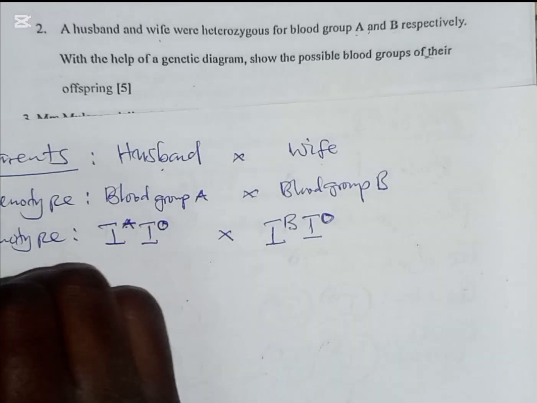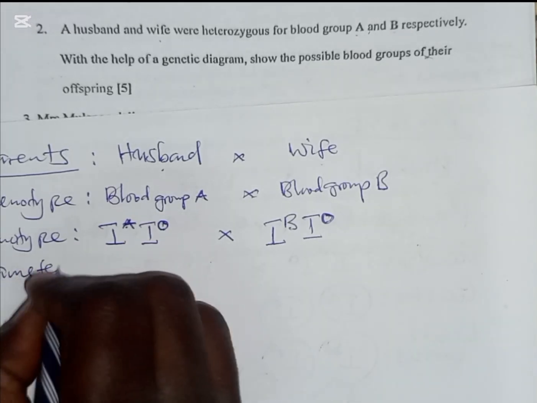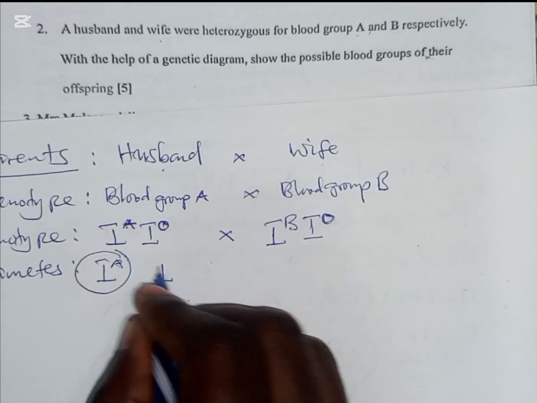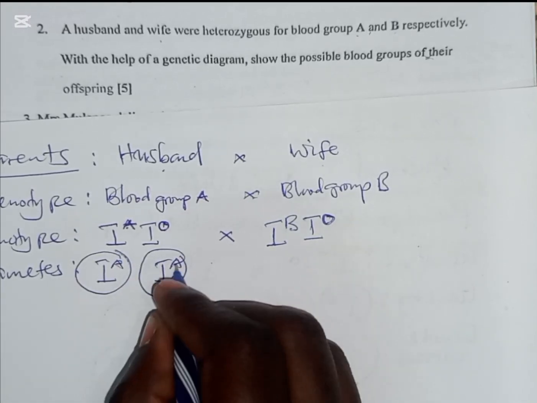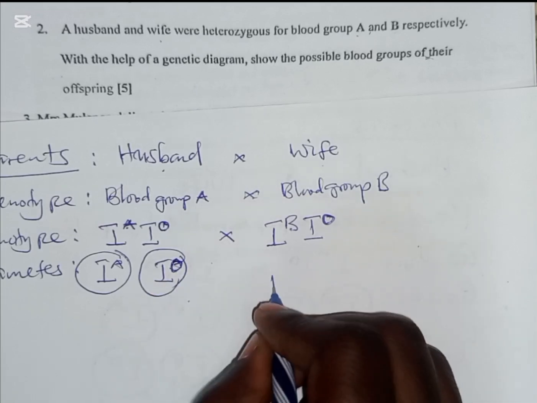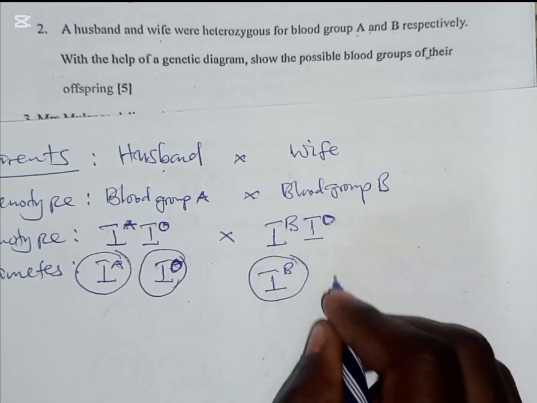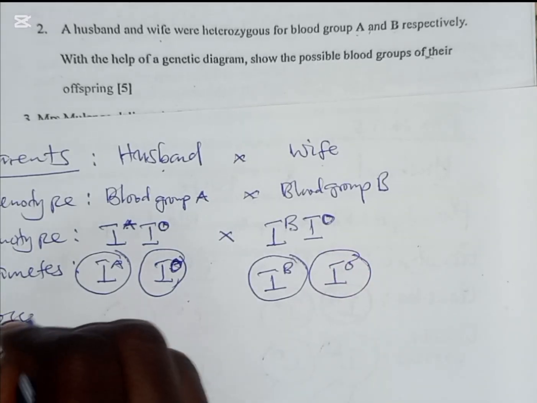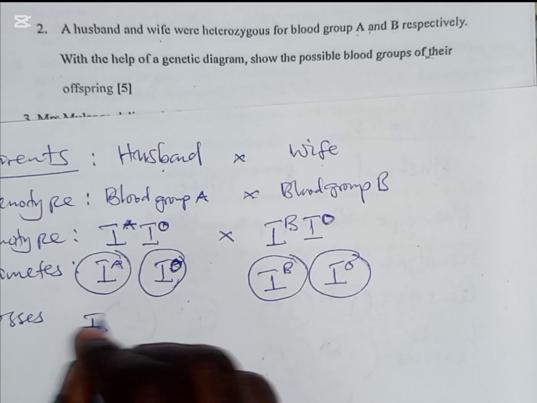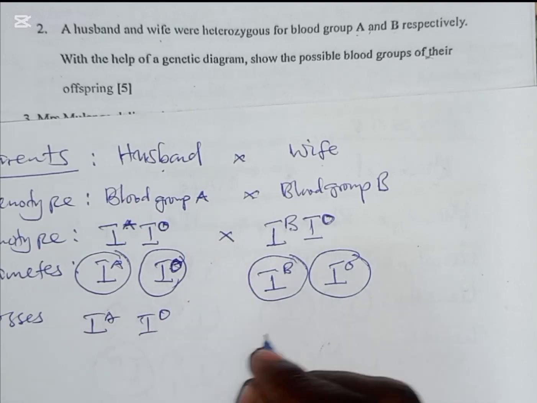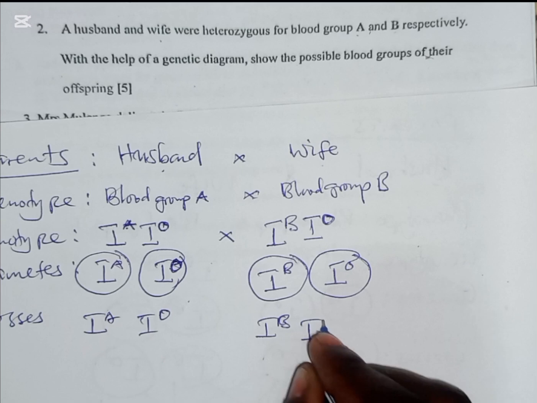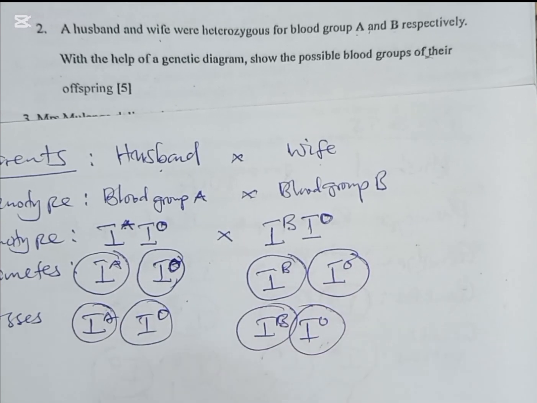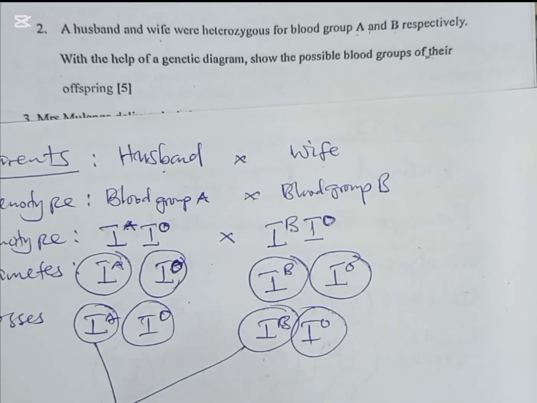Then from genotype, you come to gametes. Under gametes, as usual, you circle, and we also circle here, you circle as well, likewise. Then you come to crosses, or genetic crosses. You circle, and then you begin to cross now. So this will be crossed with that.